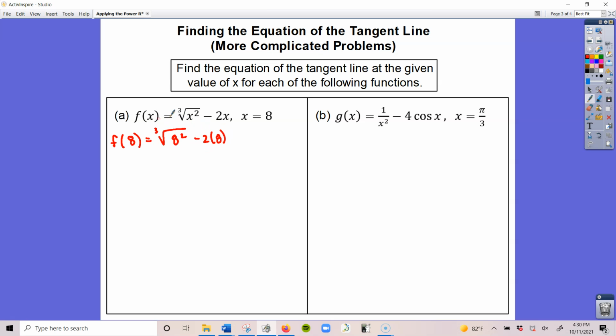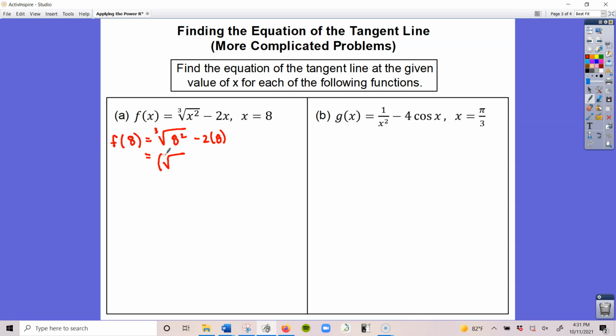Now when you're trying to evaluate something like this, like the cube root of 8 squared, you can either square the 8 and then do the cube root, or you can do it the other way around by finding the cube root of 8 and then squaring it. I usually like to do the root first just because it'll keep your numbers smaller and easier to break down. So I'm going to rewrite this just so that it reflects that I'm doing it in that order.